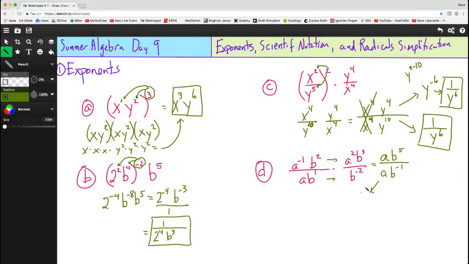Let's do something different, and let's just use our quotient rule. A to the 1 minus 1, because right, this is like an a to the first over a to the first times b to the 5 minus negative 1. 5 minus negative 1. And so here we get a to the 0, b to the 6th, because that's 5 plus 1. Well, anything to the 0 power is what? It's 1, b to the 6th. So our answer is b to the 6th.